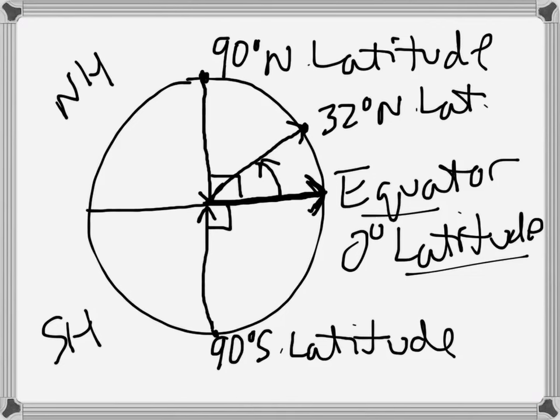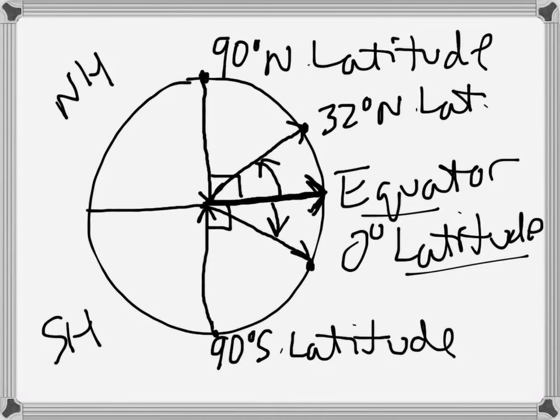We can also do this in the southern hemisphere. If there is a point right here, let's say at around 32 degrees south latitude, we know that that position is 32 degrees south of the equator. And a good example of that would be a place like Sydney, Australia.